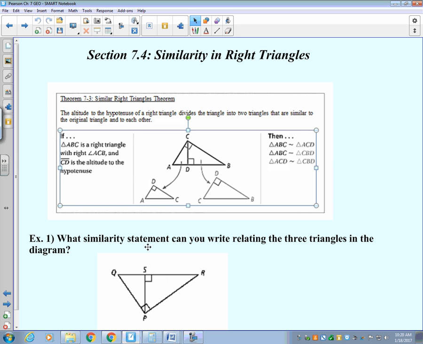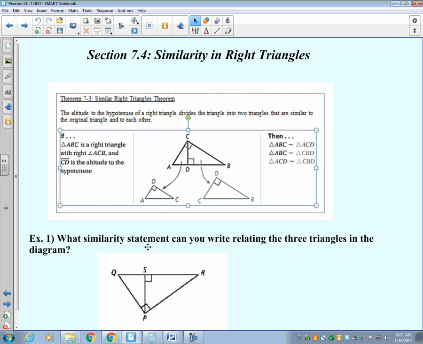All right, so this is 7-4, similarity in right triangles. We did this progression for congruent. We did congruent polygons, congruent triangles, and then we did the hypotenuse leg for the congruent right triangles. So we're following the same thing with similar shapes. We did similar polygons, similar triangles, and now here we are with similar right triangles.